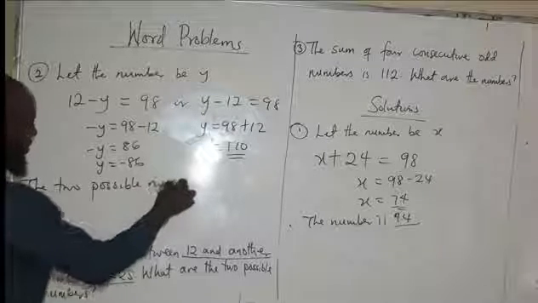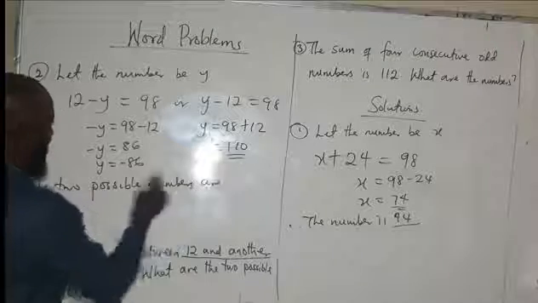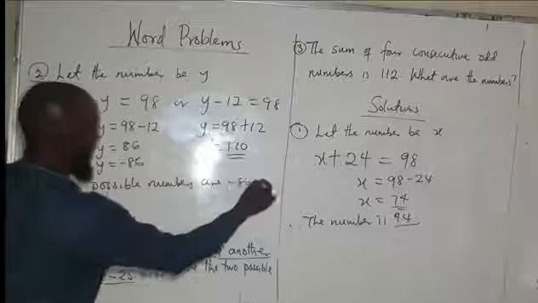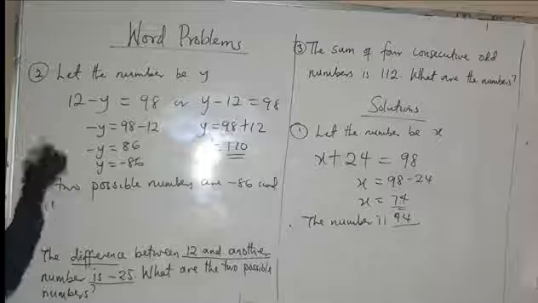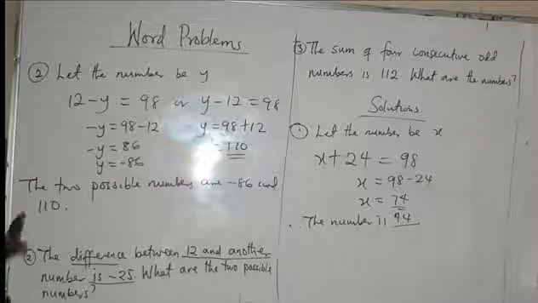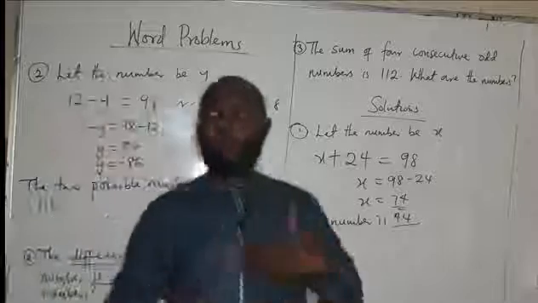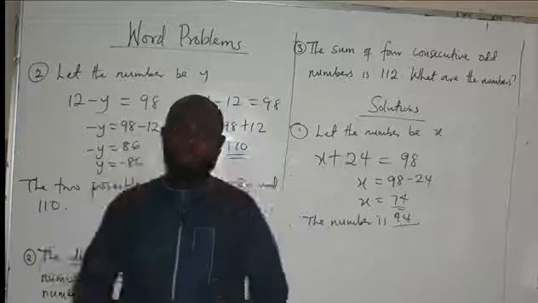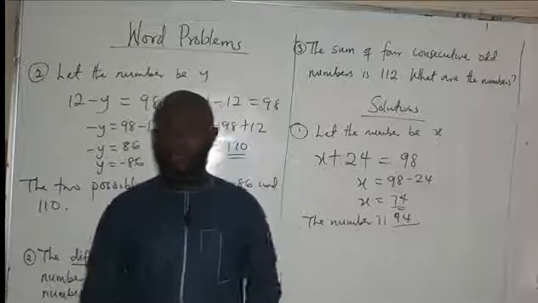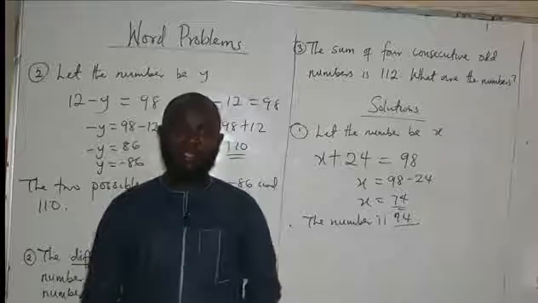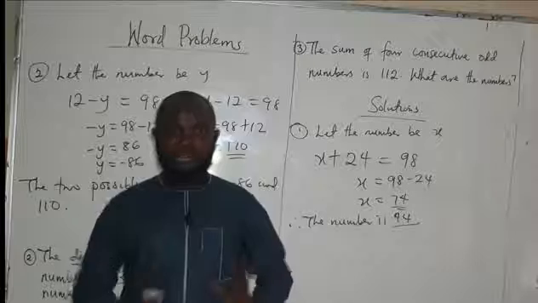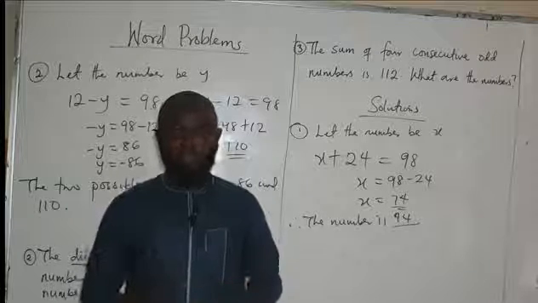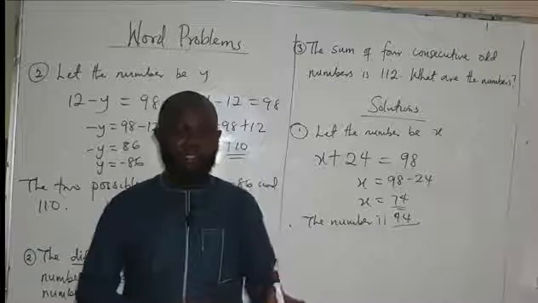The two possible numbers: minus 86 and 110. That's all. So that is our solution. You can see this problem is one of the simplest if you understand the logic behind it. If you take your time to interpret questions carefully, you don't have a problem with it. You get it. That is just it.